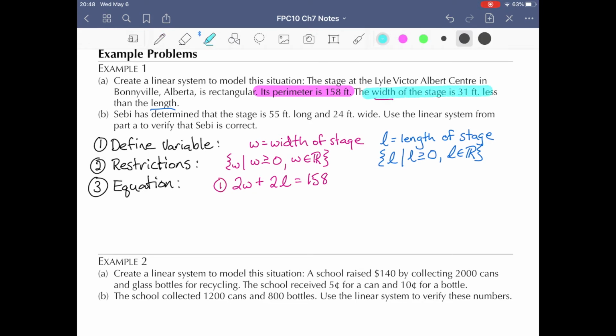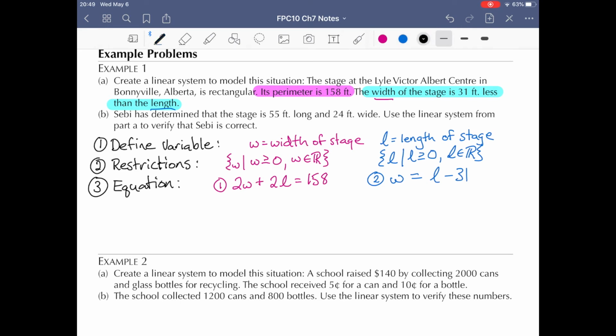Now the width of the stage is 31 feet less than the length. So the width is smaller. So we take the length, we subtract 31, and that will give us the width. So here's equation number 2. The width is, equal sign is, 31 feet less than the length. So it's the length minus 31. Whenever you see something like 31 less than the length, then it's the length minus 31. 24 less than the cost, then it's cost minus 24. So now we have our 2 equations.